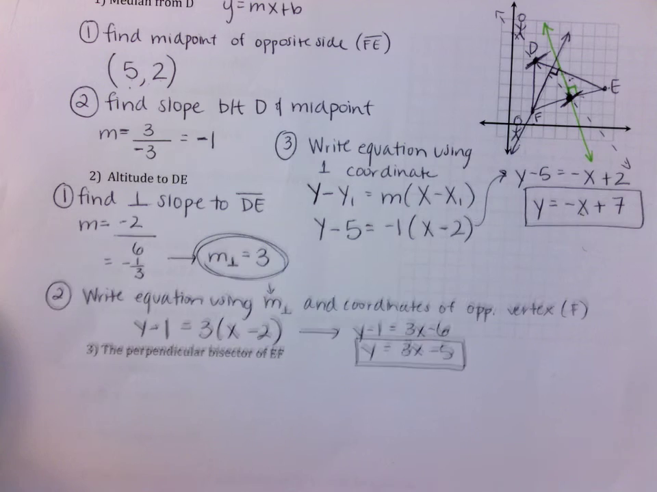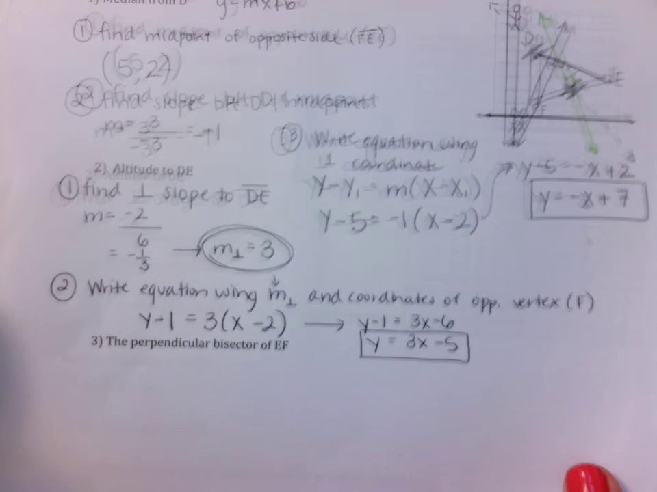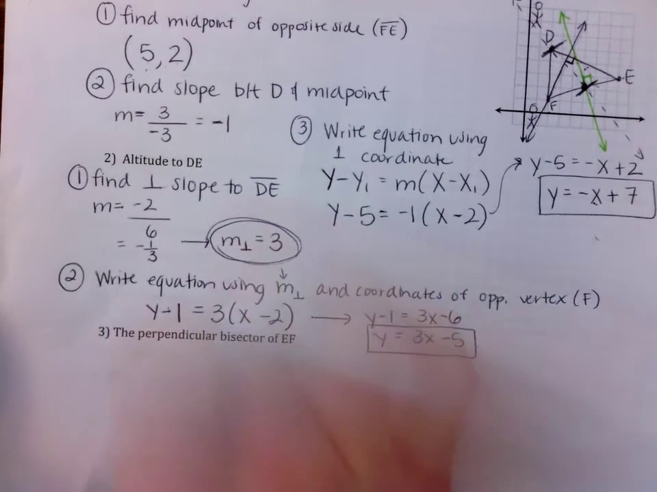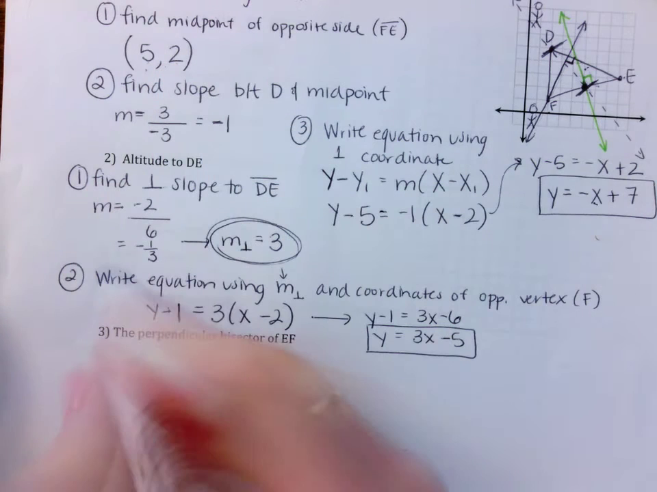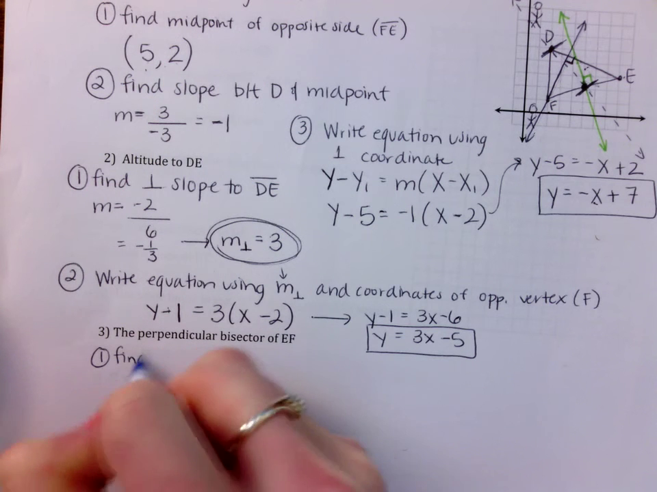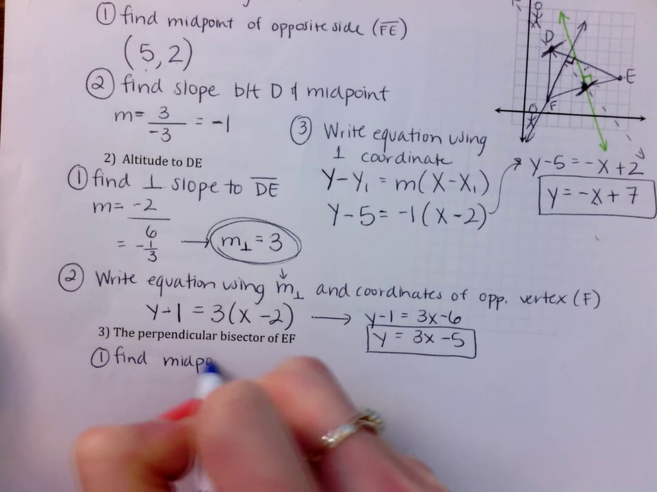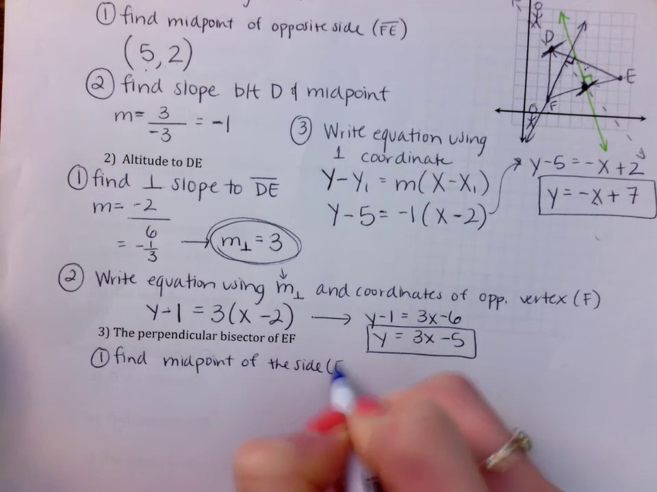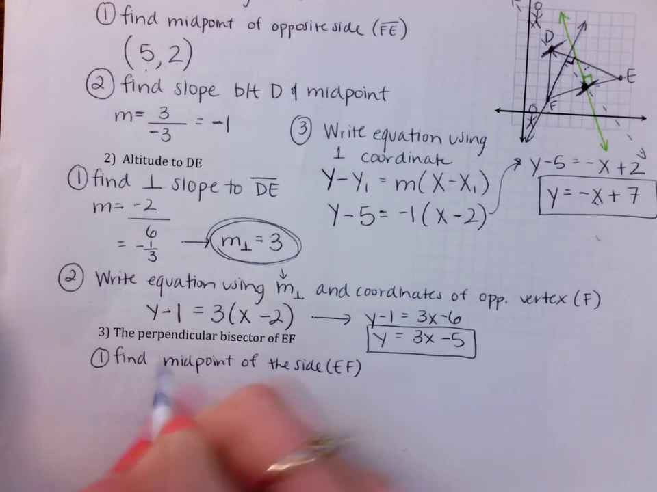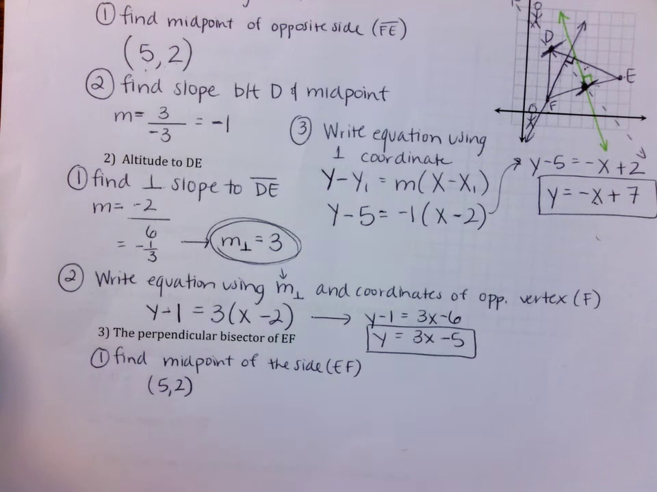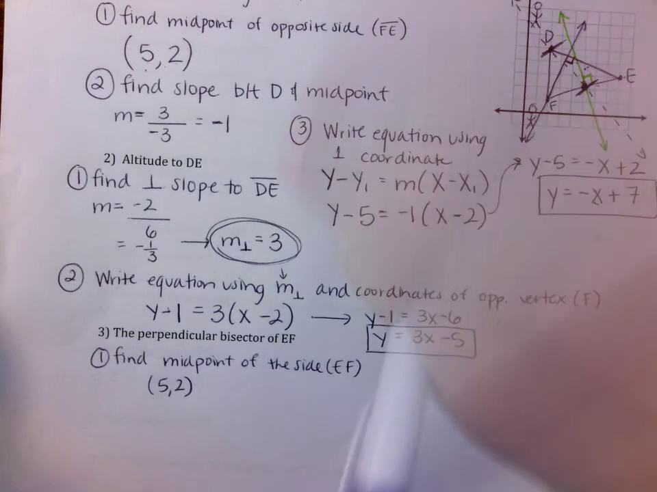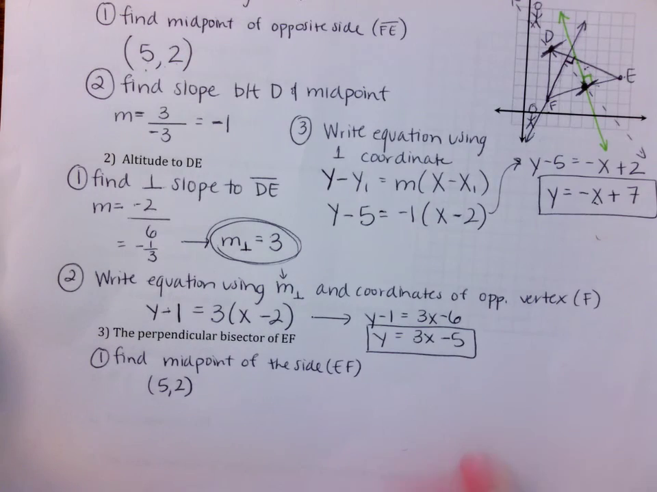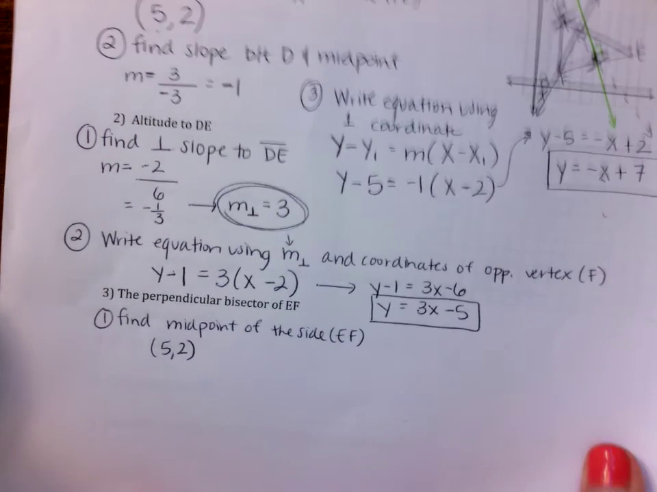So the steps to finding the perpendicular bisector, if we hadn't already found it up here, you'd first have to find the midpoint of the side. In this case, we're talking about EF, but we've already done that, and we found that it was 5, 2 by averaging the x and y coordinates up here. Okay, then you would have to find the perpendicular slope.